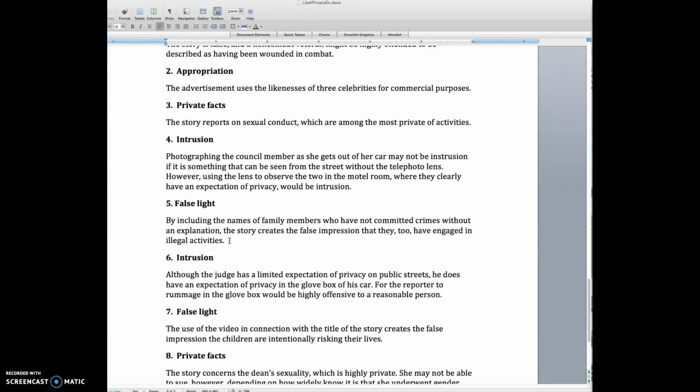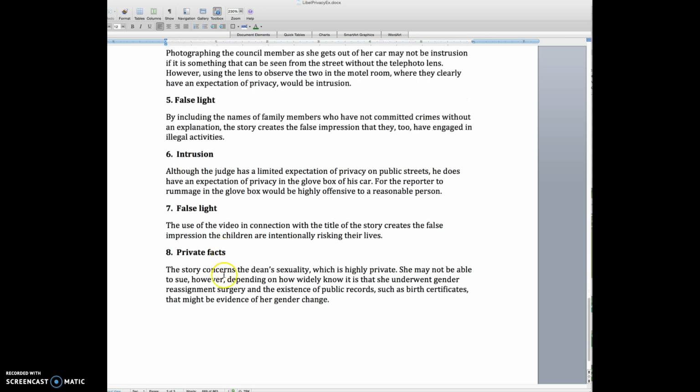Number 6, a reporter is investigating a local judge who is reported to have accepted bribes from people accused of crimes in return for lenient sentencing. The reporter tries to interview the judge as he is getting out of his car to go to work, but the judge refuses to talk. However, the reporter sees the judge put an envelope in the glove compartment of his car, which he leaves unlocked. After the judge has left, the reporter opens the car and the glove box to find the envelope, which holds $1,000 in cash and a thank you note from a defendant in a recent criminal case. So that too would be intrusion.